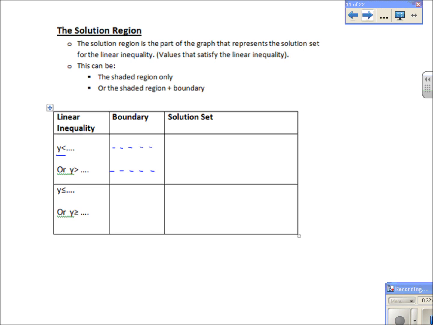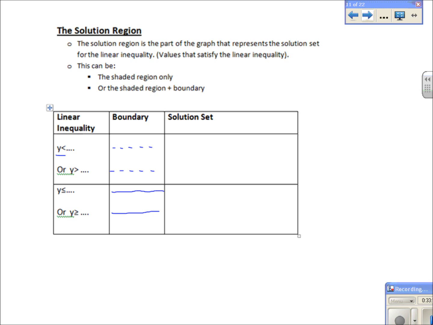On the bottom there, if I see that y is less than or equal to, I am going to use a solid line because there is a possibility of being equal. And the same is true if y is greater than or equal to. I'm going to use a solid line. The solution set then for each one of those inequalities, for the first one, if there's no possibility of y being equal, if you're using a dashed line to show your boundary, that means that y cannot have a value that is on the boundary line.